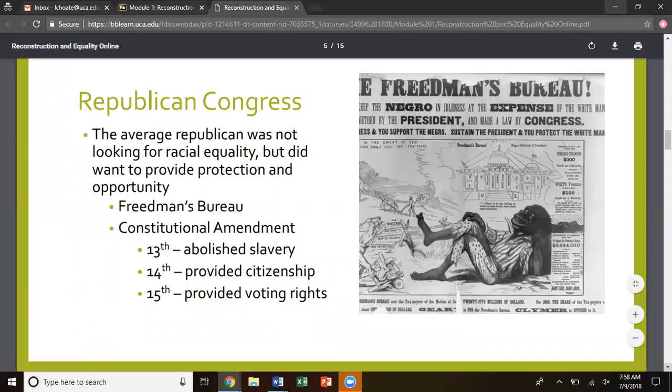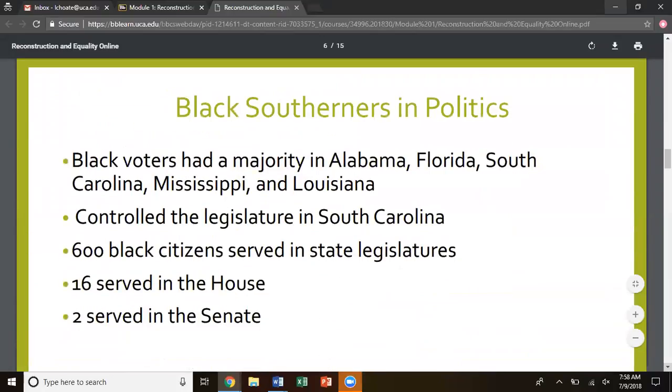The Republican Congress also passed 3 amendments. We call them the Civil War Amendments sometimes, the 13th, 14th, and 15th. The 13th abolished slavery, the 14th provided citizenship rights to Black Americans, and the 15th provided voting rights. Note here that voting rights and citizenship rights were not exactly the same thing because just because you were an American citizen didn't necessarily mean that you had the right to vote. For instance, think of women at this time who were citizens but could not vote for many, many years after this.